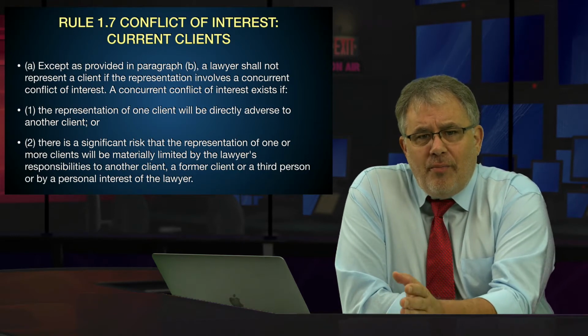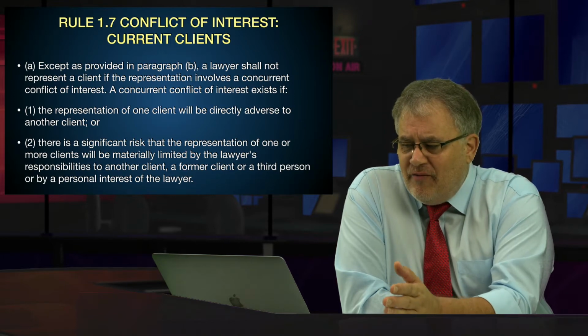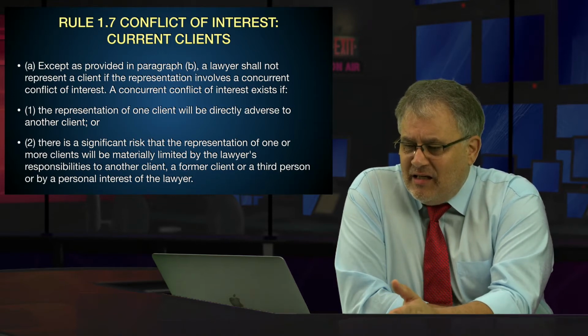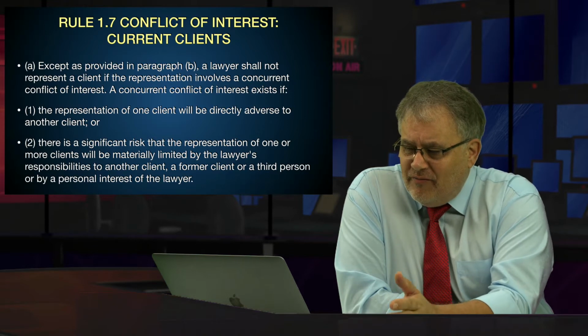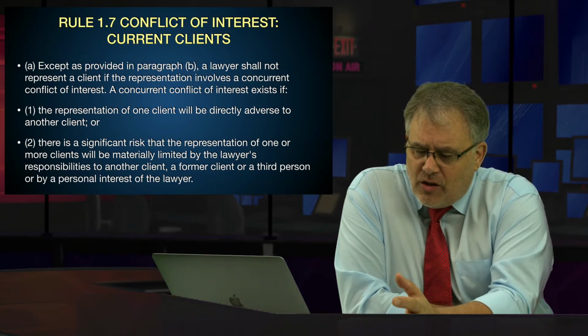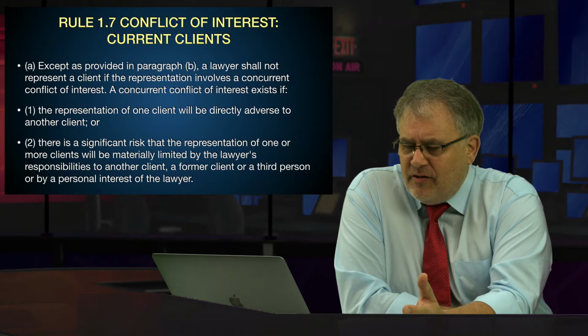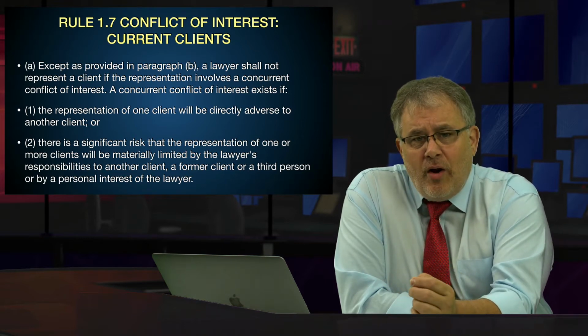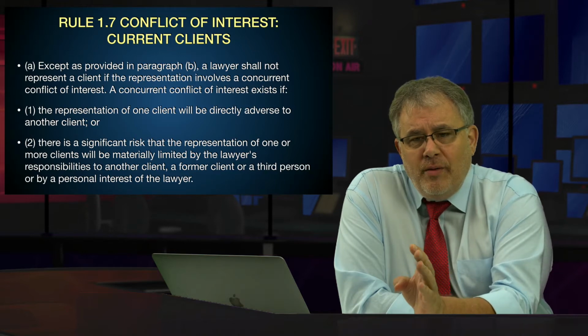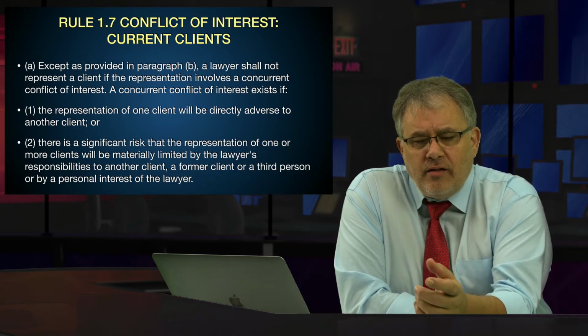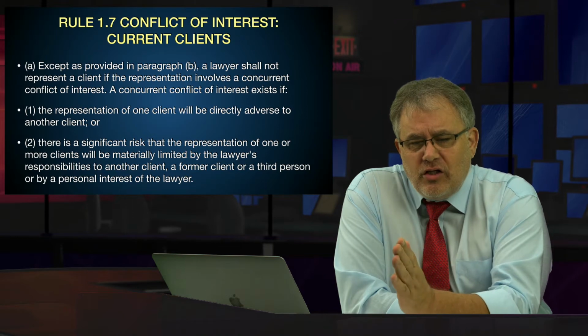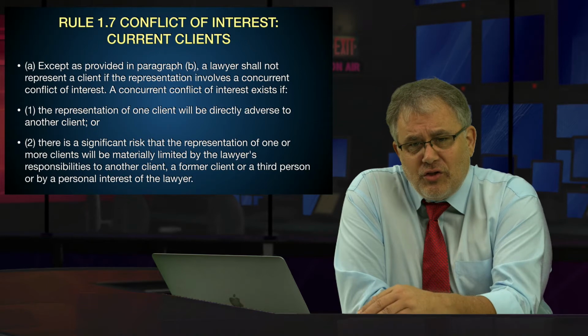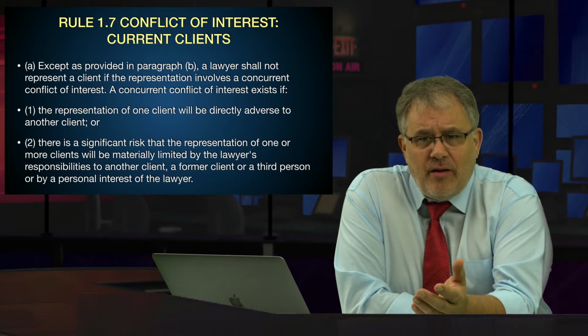A lawyer cannot represent a client if the representation involves a current conflict of interest. And the rule talks about this as a concurrent conflict of interest. And it says that we have these if, one, the representation of one client will be directly adverse to another client. So when one client's representation is going to hurt the other one. When I represent one and somebody else comes in and wants to sue the one I represent, for example, that's where we're dealing with two current clients.